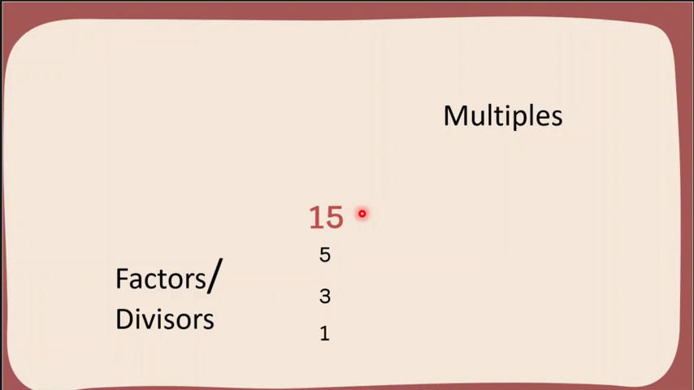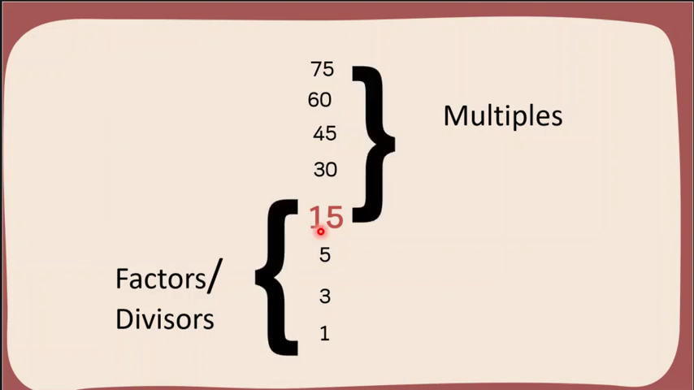However, when we take multiples, it is simply multiplying 15 by other numbers. So 15 by 1 is 15, 15 by 2 will be 30, 15 by 3 will be 45, by 4 will be 60, by 5 will be 75. We could have gone on and on and on. Since there are infinite numbers, then multiples are infinite. It is not exhaustive like factors or divisors. So in this group of numbers, the factors will be here and then the multiples will be that.